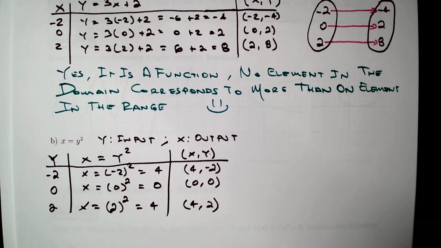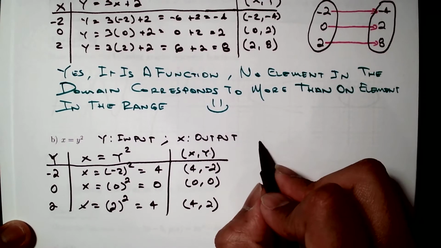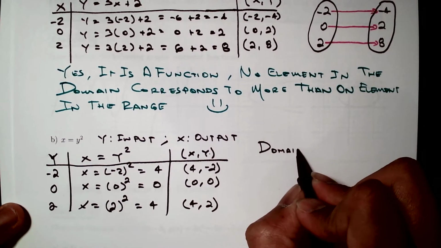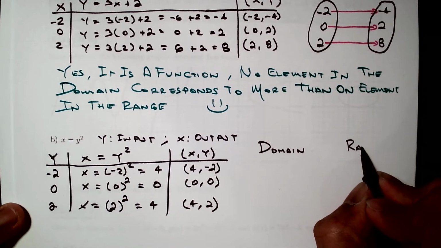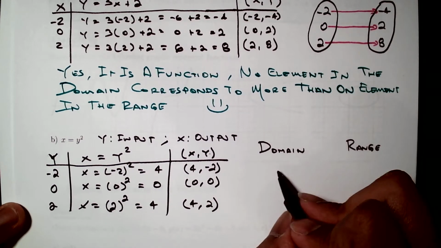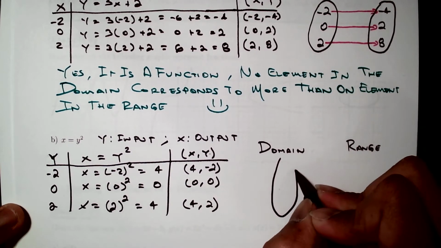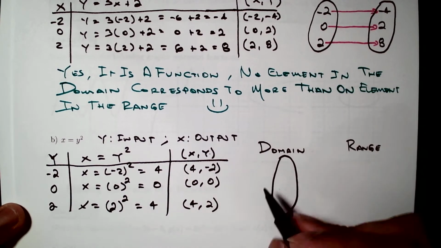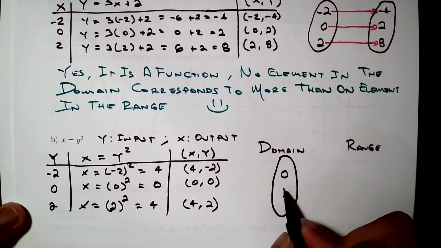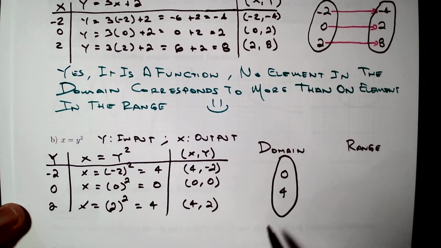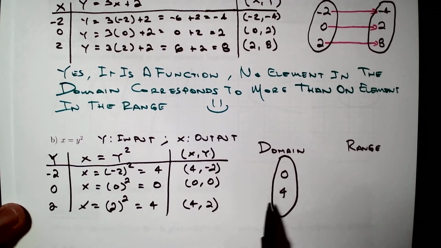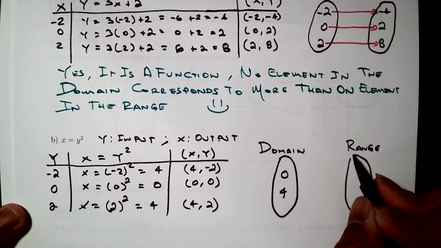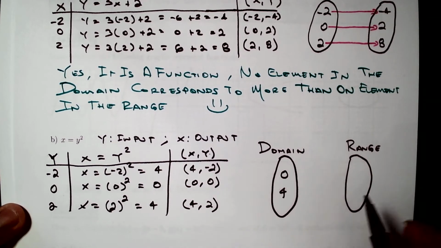So let's draw this in the form of a map, domain and range. The elements in the domain are 4, 0, 4. Well, the smallest is 0 and the largest is 4, and we do not need to write it twice. We only write it once. What are the elements in the range? -2, 0, and 2.